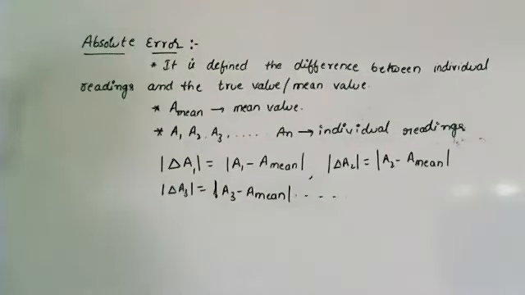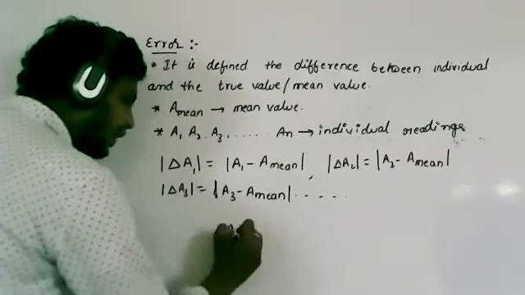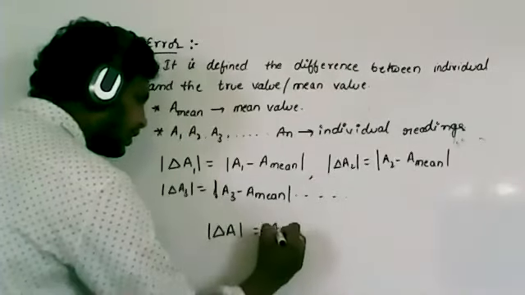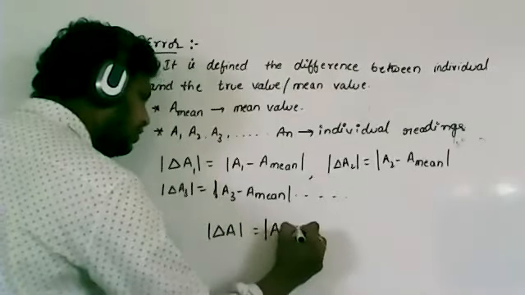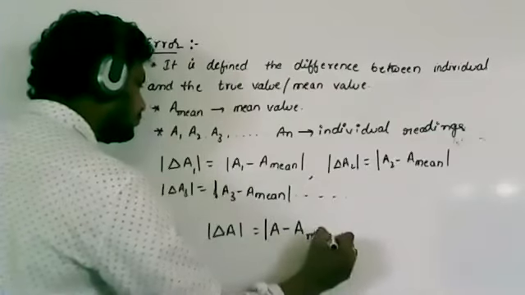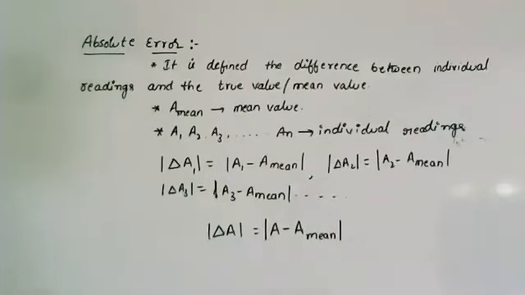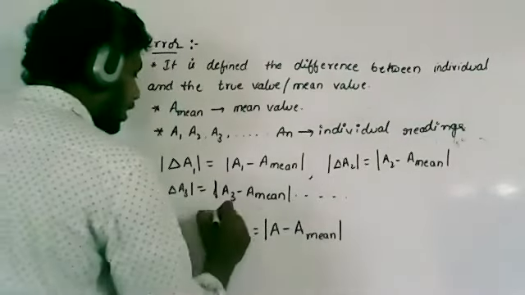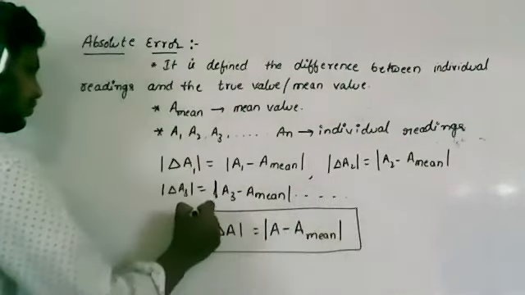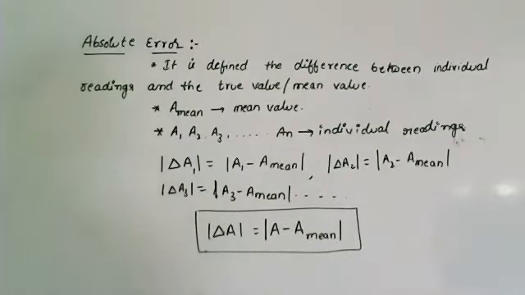Now simply, if you take delta A as the absolute error, that can be taken as modulus of A minus A mean. Clear? Modulus of A minus A mean. This is the absolute error.